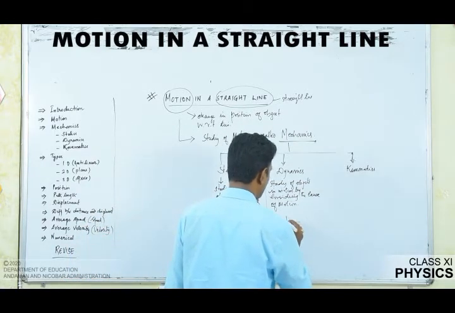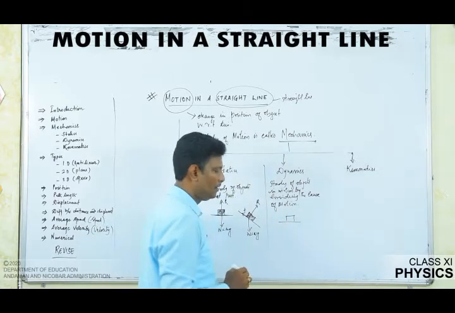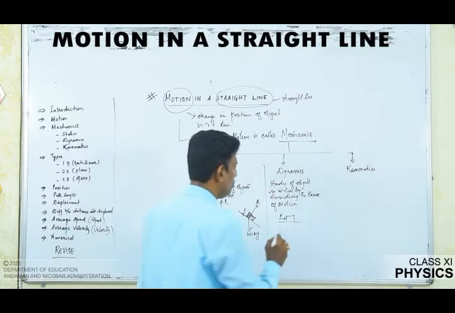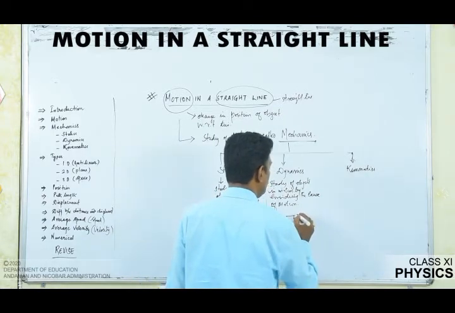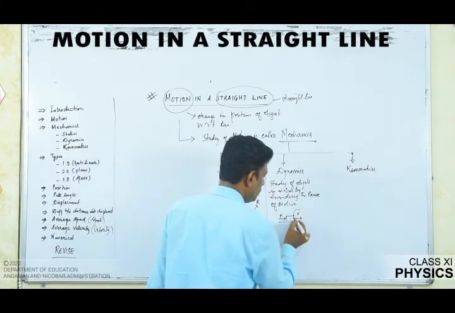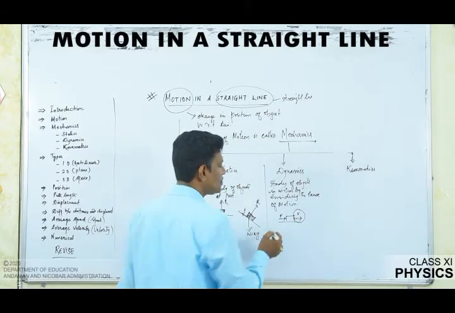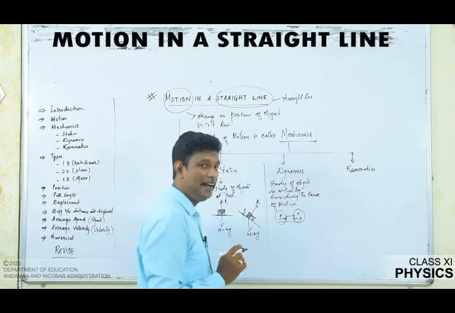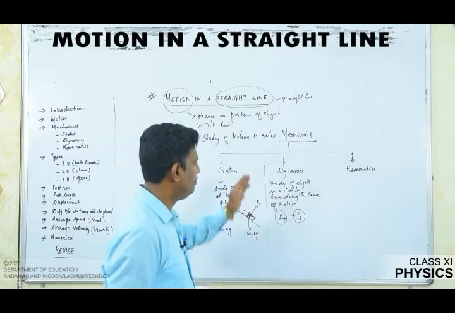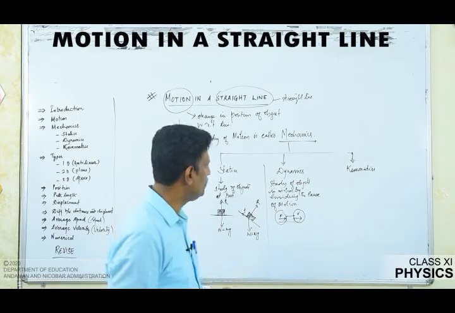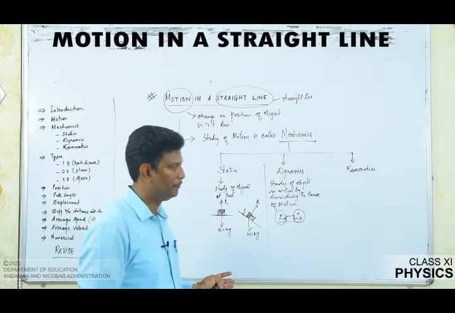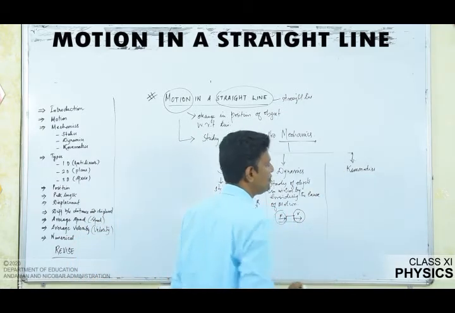Let me give one example here. A box is there, a suitable force is given. Accordingly the box will tend to move with some velocity v. So, in this we will be studying the velocity as well as the reason for the velocity gained by the object, that is force. So, dynamics is the branch of mechanics which deals with the study of objects in motion by considering the cause of motion.